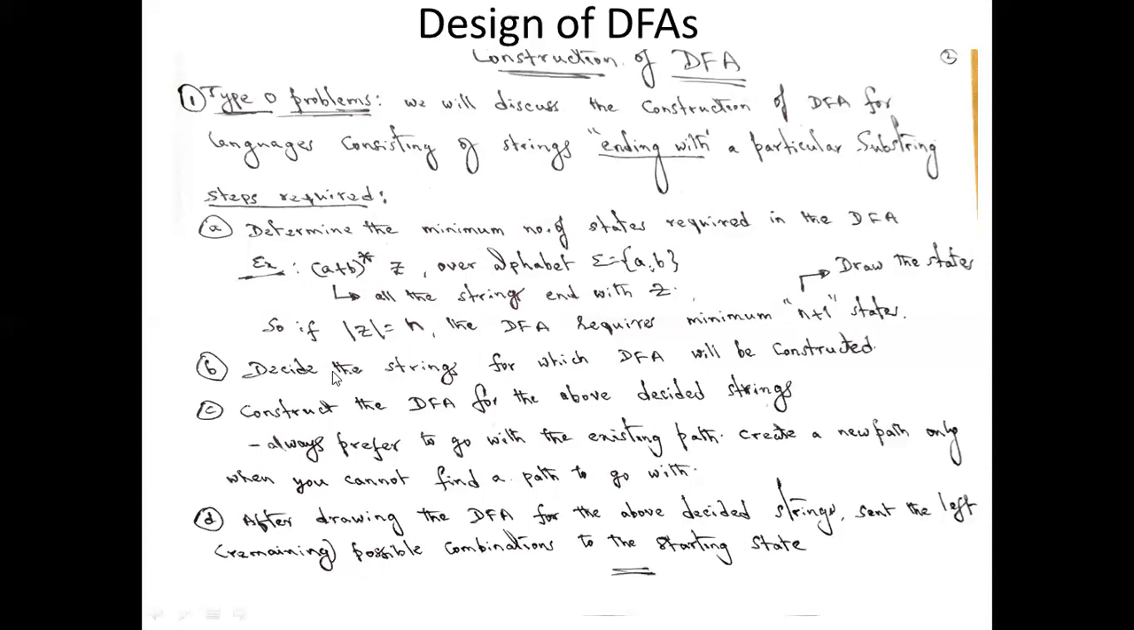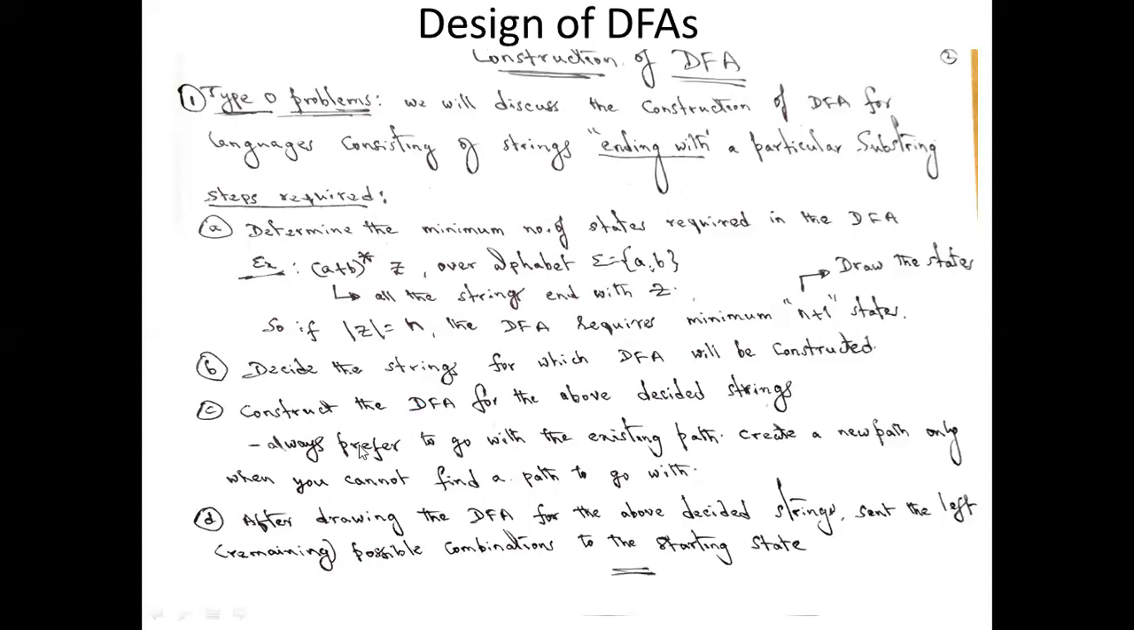In the second step, we decide the strings for which we are going to design the DFA. Deciding strings is very easy. I will tell you with one example. After deciding strings, we need to construct a DFA for the strings decided in step 2.